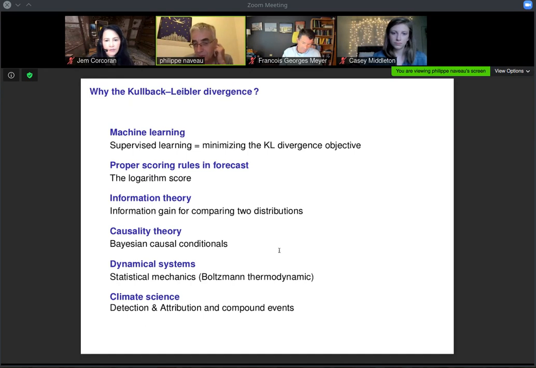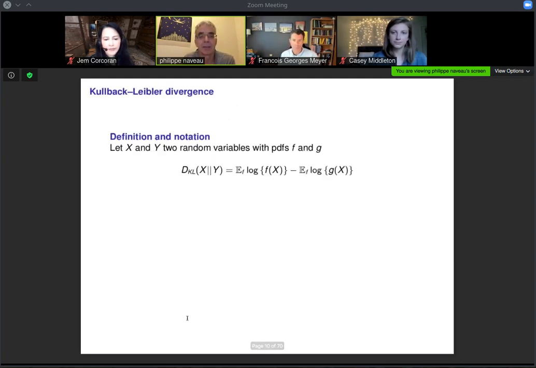And especially for people who work in climatology, or are used to dynamical systems or statistical physics, this idea of divergence is also used there. And in the domain of climate science, if you're interested in questions like detection and attribution, that's also a tool. So in some sense, my first constraint was to have a common tool used by many different communities. But mathematically, you can see it in a very simple way.